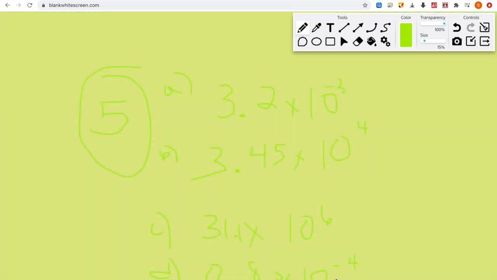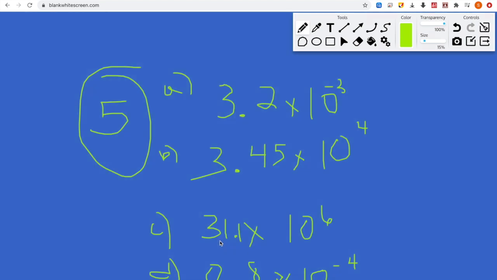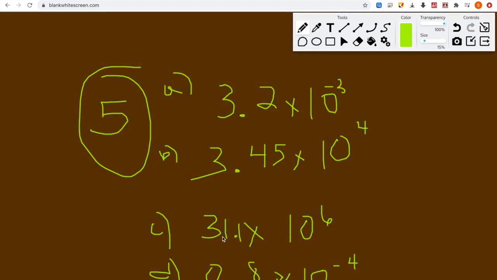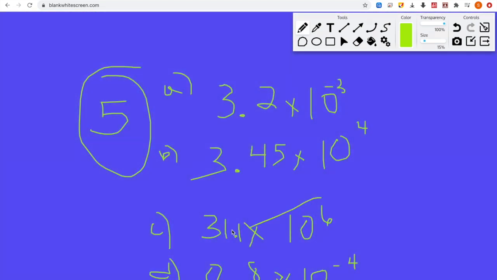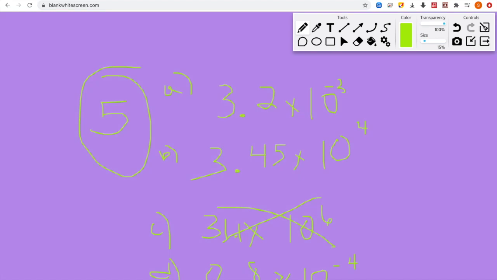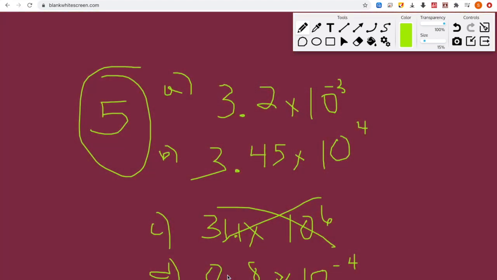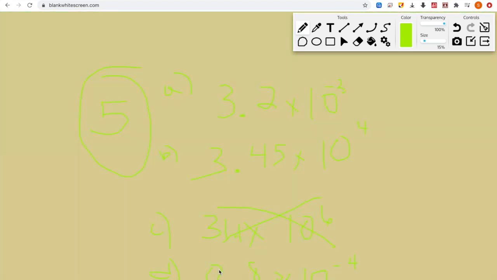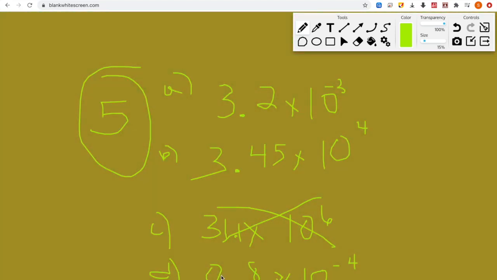You should see on answer choice C, we have 2 numbers in front of the decimal. That is why answer choice C is not in scientific notation. And in answer choice D, although we do have a number in front of the decimal, it is not between 1 and 10. We can't have a 0 in front of the decimal. So D is also wrong.